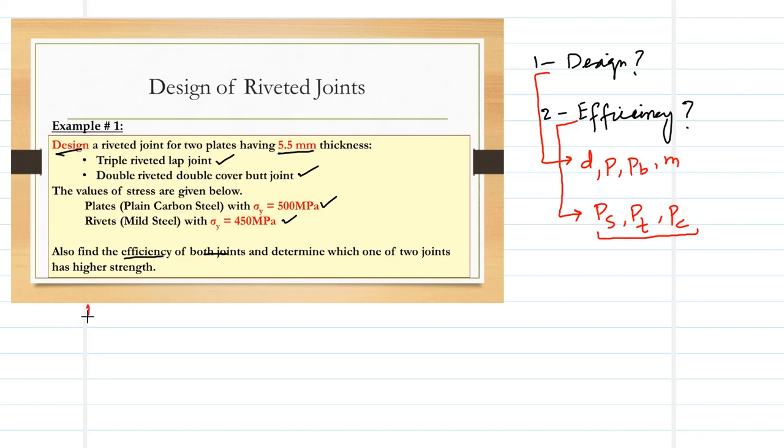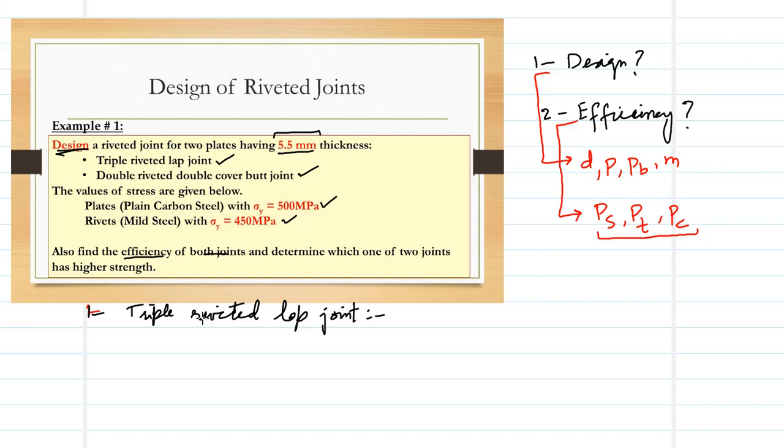So the first joint is the triple riveted lap joint. The first part is the design of this. First we have to design both types of joints. So the plate is 5.5 mm thick.